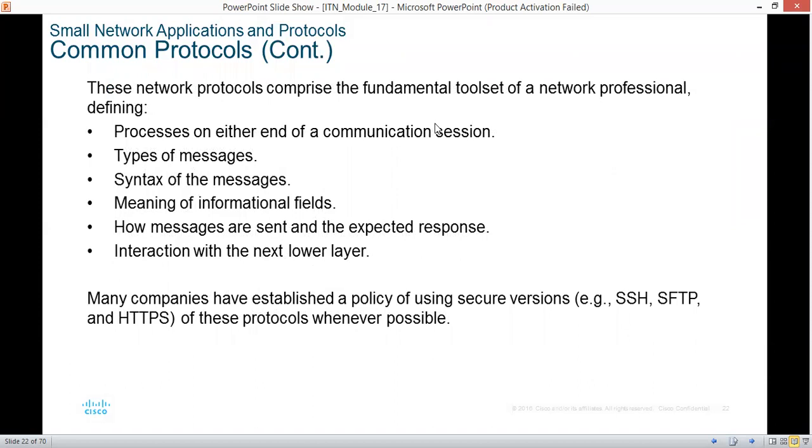And then these network protocols comprise the fundamentals of two sets of network professionals. Processes on either end of the communication session, the types of messages, syntax of the messages, meaning of the information field, how messages are sent, and the expected response, and interaction with the next lower layer. So you have to make sure that your protocols are able to maintain these tool sets at every point in time. Even you as a professional must be careful whenever you're carrying this out. Many companies have established a policy of using secure versions, e.g. SSH, SFTP, HTTPS, whenever possible.